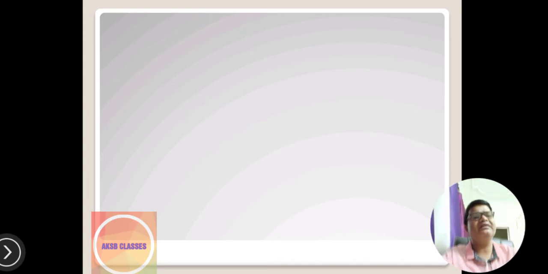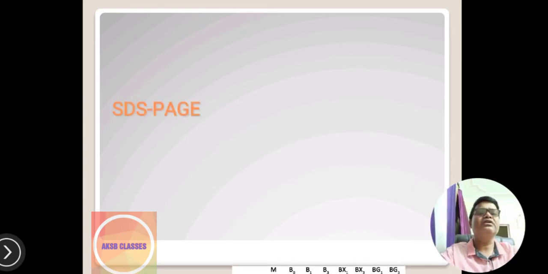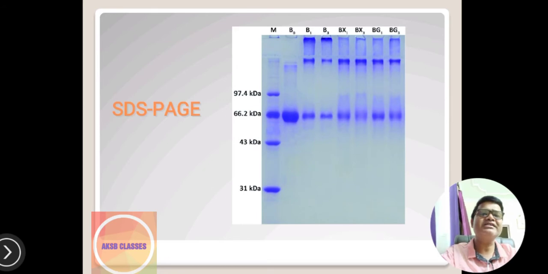The next technique is two-dimensional gel electrophoresis. So you see, I have already discussed the SDS-PAGE gel. Here there is a marker, a reference one, on the left side of the gel, and on the right side there are different samples of different proteins. That marker, the ladder, is used to find out the size of the protein present in different samples. So you see B2, B1, AX1, these are the different samples.